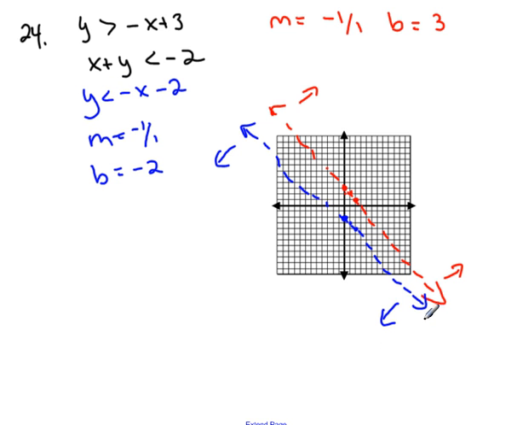You'll notice that there is no area where these are overlapping. This top line is shading above the line, this bottom line is shading below the line. There is no overlapping shaded area, so there is no solution to this problem.